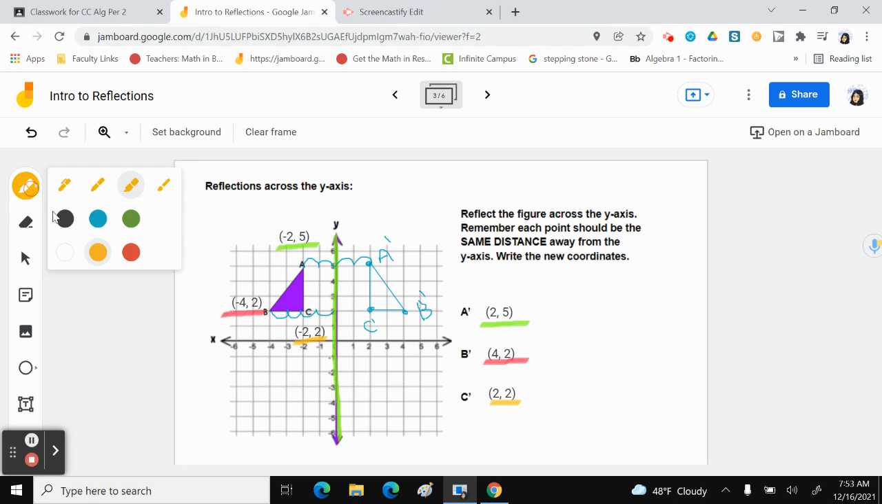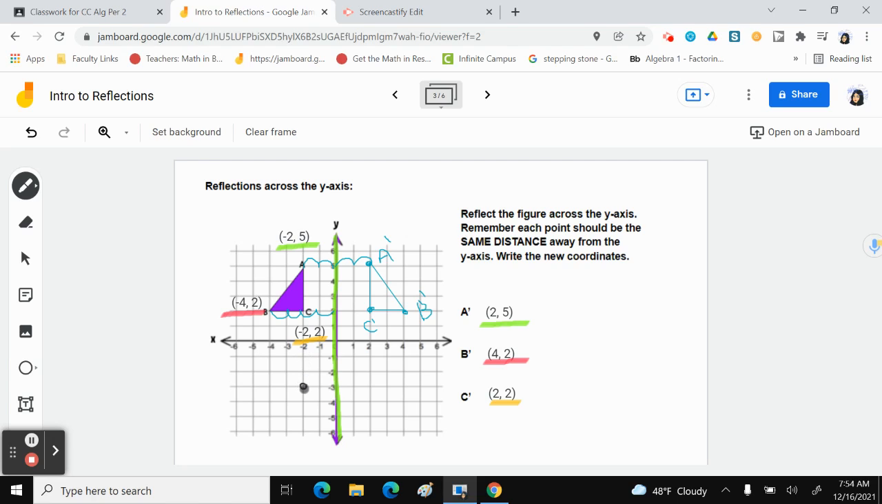So we're going to notice in each of our cases here, the y-coordinate stayed the same. So 5, 5, 2, 2, 2, 2. However, the x-coordinate changed. So a negative 2 became a positive 2, a negative 4 became a positive 4, and a negative 2 became a positive 2, okay? So I don't want to just say that everything became negative, right? Because let's say, for example, I already had a negative x to start.